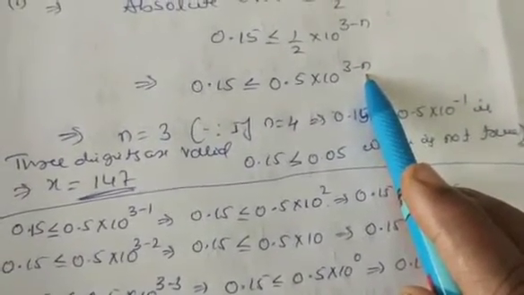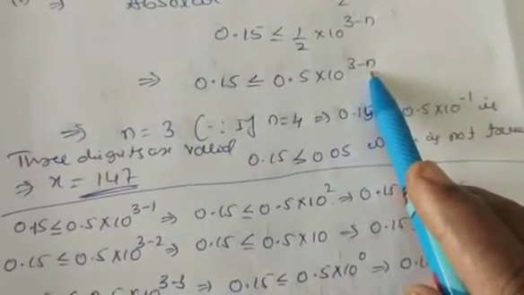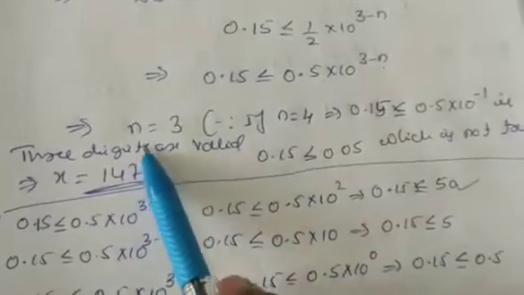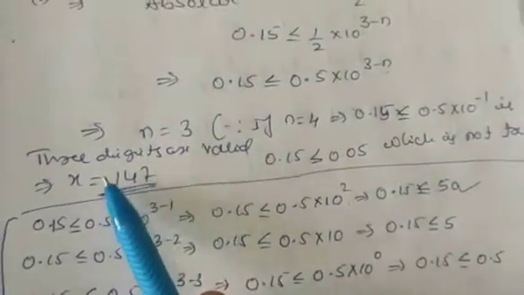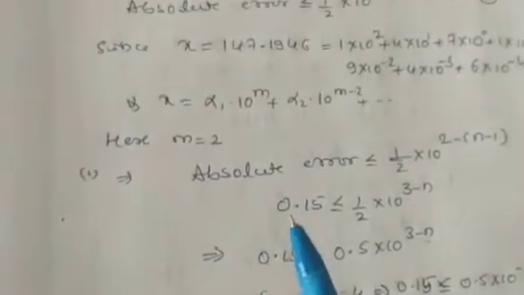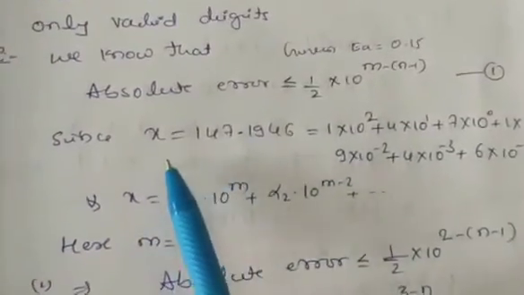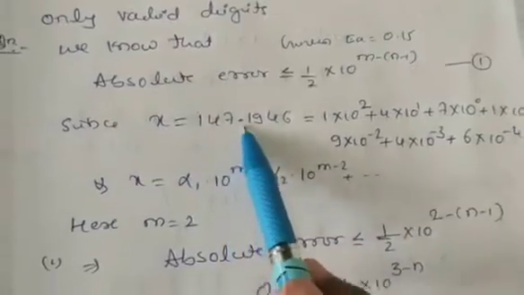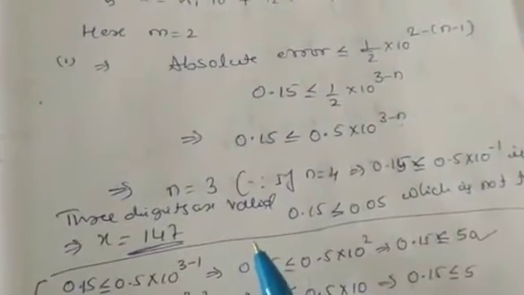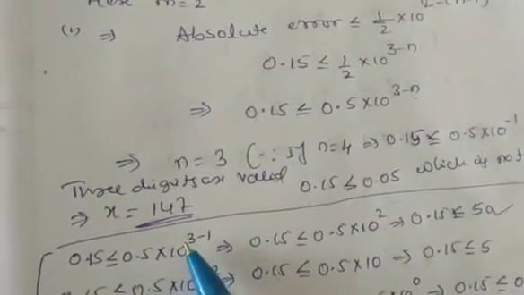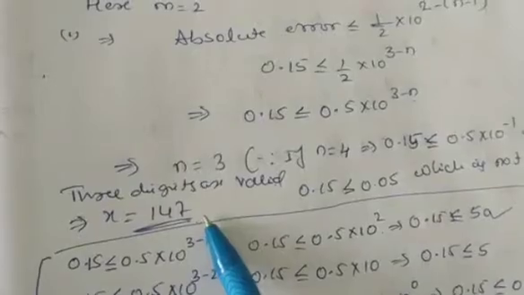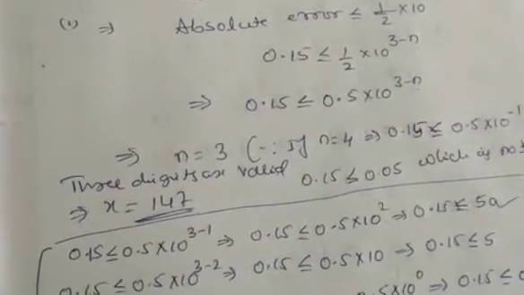Therefore only up to 3 digits are valid and the next digits are not valid. So this implies n is equal to 3. Thus 3 digits are valid, and in this number you will take only 3 digits. So x is equal to 147 and the remaining digits are not valid. We can neglect the remaining digits. So x is equal to 147 and it has only 3 valid significant digits.